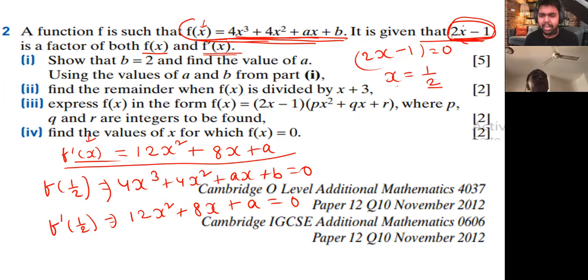Okay, are you understanding? I think we did the same question yesterday. The same question was there, right? It is saying that 2x minus 1 is a factor of both the f(x) function and the f dash x function, that means when I put the value of x from the expression in both functions, we are getting zero because of the factor theorem.